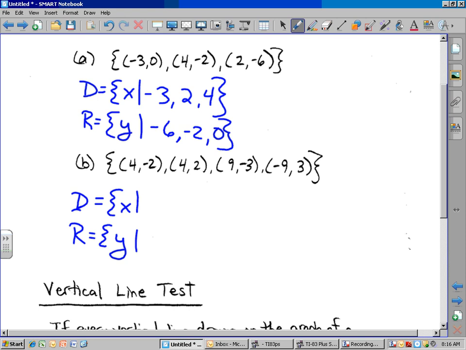Okay, so what would the domain on this one be? Close. First, we want it in order. So -9, 4, 9, okay. And we don't repeat, right? How about the range? Anybody? Good.